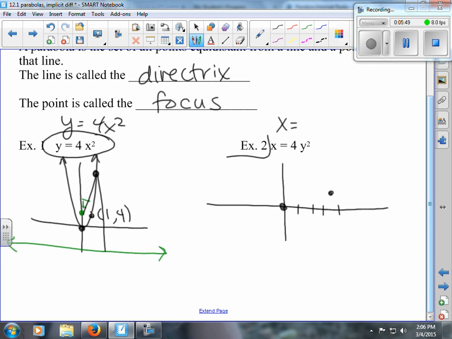And (-1, 4) will switch to (4, -1). And so this is a parabola that opens to the right. And so in this section, we're going to have to graph parabolas that open up or down or right or left. All right, so this is review. These are things we've done before.